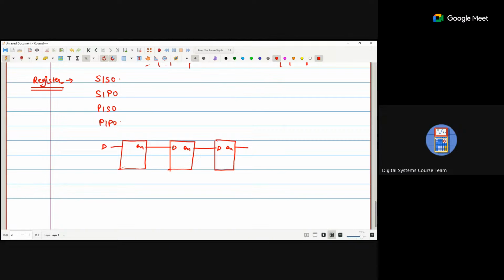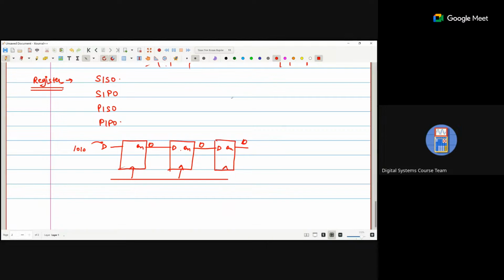Okay, so for example, if we want 1010 data, initially 0 is inserted. In the first clock cycle, D comes here. In the second clock cycle, D comes here. In the third clock cycle, D comes here. Now in the first clock cycle when D comes here, in the second clock cycle this one is applied to this one, and this is 0, because initially we inserted the 0.